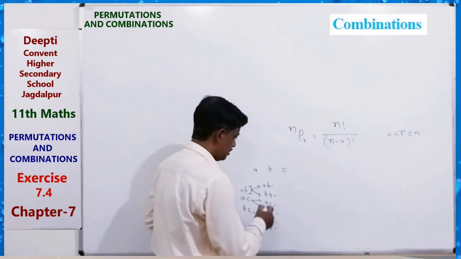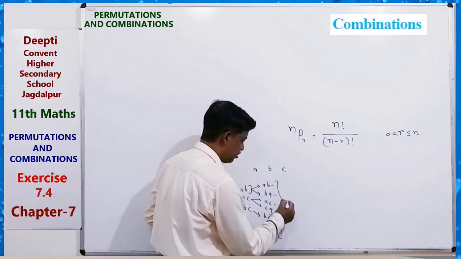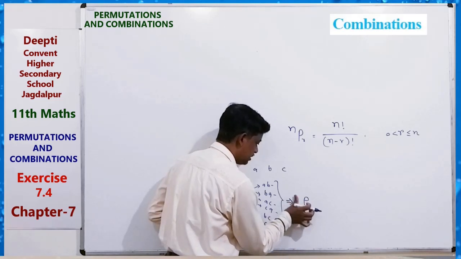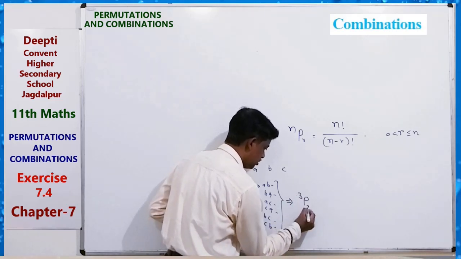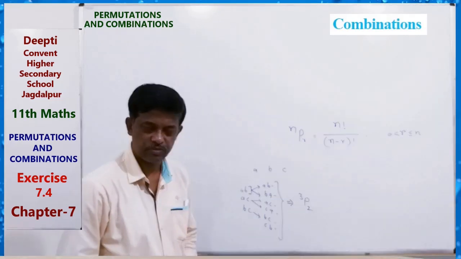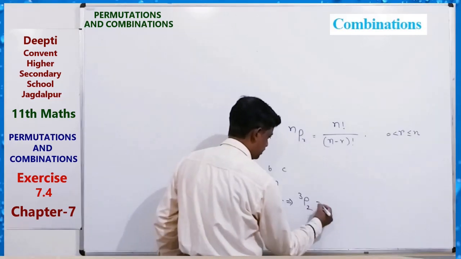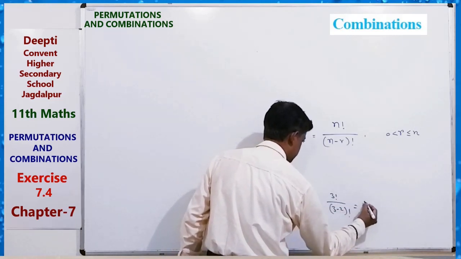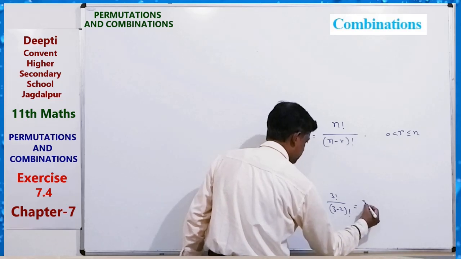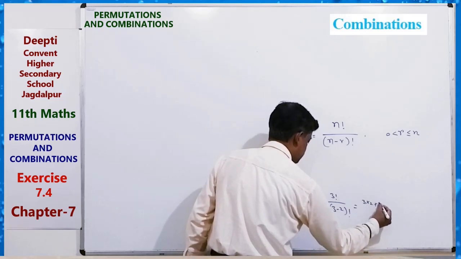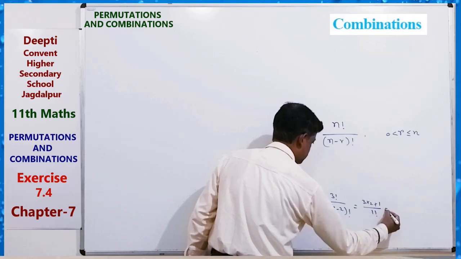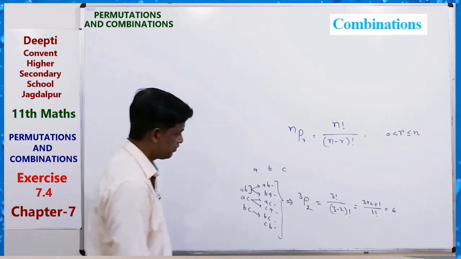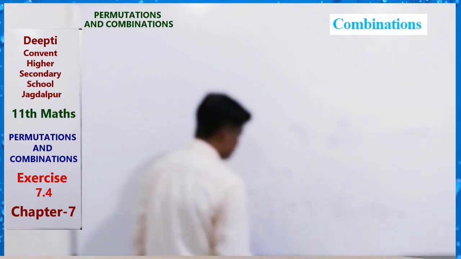We know this arrangement in a definite order is given by nPr, that is 3P2. This number is given by the formula: 3 factorial upon (3 minus 2) factorial equals 3 into 2 into 1 upon 1 factorial, equals 6. There are 6. Clear? Now 2 are selected.